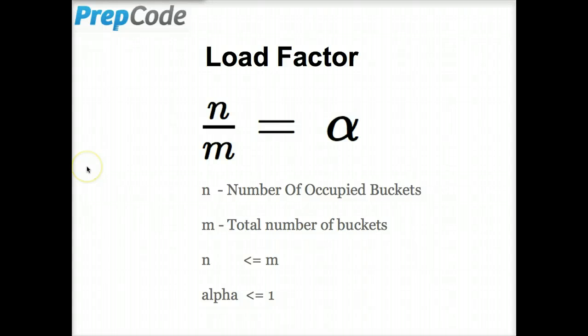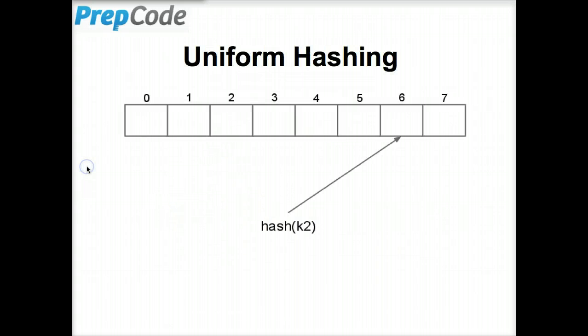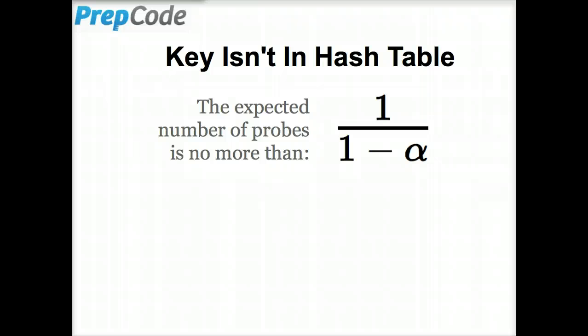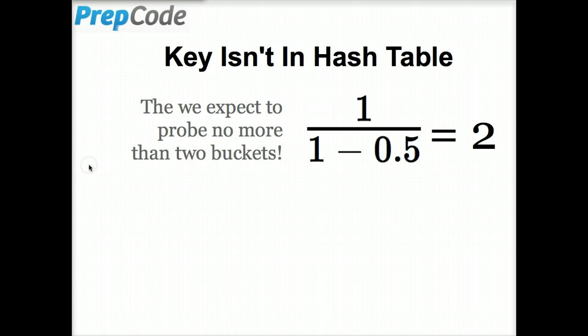We can use alpha to describe how many buckets on average will be probed when searching for a key. The following equations assume that our hash function does a good job of distributing keys uniformly in the hash table. In an unsuccessful member operation, that is when the key isn't found in the hash table, we can expect the average number of buckets probed to be 1 over 1 minus alpha. Suppose that the hash table is half full, then alpha is equal to 0.5, and we can expect to probe on average no more than 1 over 1 minus 0.5, which is equal to 2 buckets.